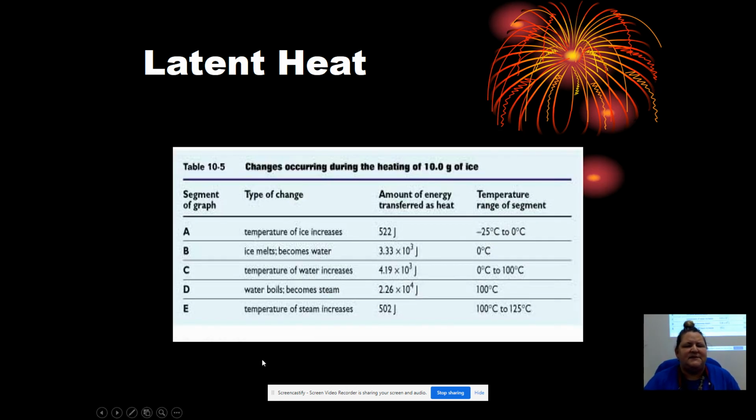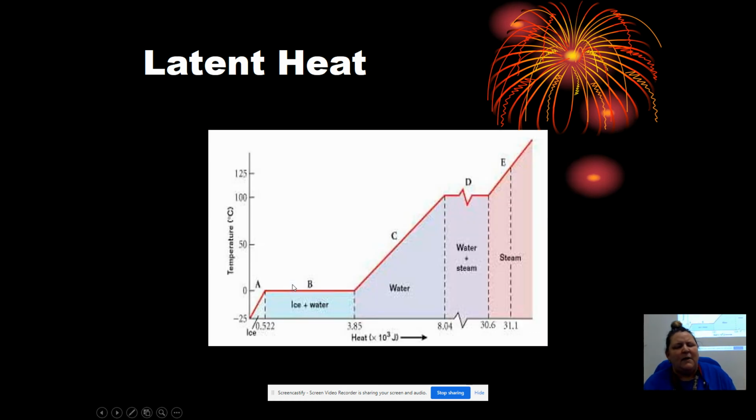Okay, this is just when you play back the video, this is the key to the chart you just looked at, the graph. So at A, the temperature of the ice increases, but it hasn't melted yet. B is where the ice melts and becomes water, and it stays at the same temperature until all the ice is melted. And then at C, you have just water, and it's free to heat up because it's not undergoing a phase change until it gets to the boiling point.